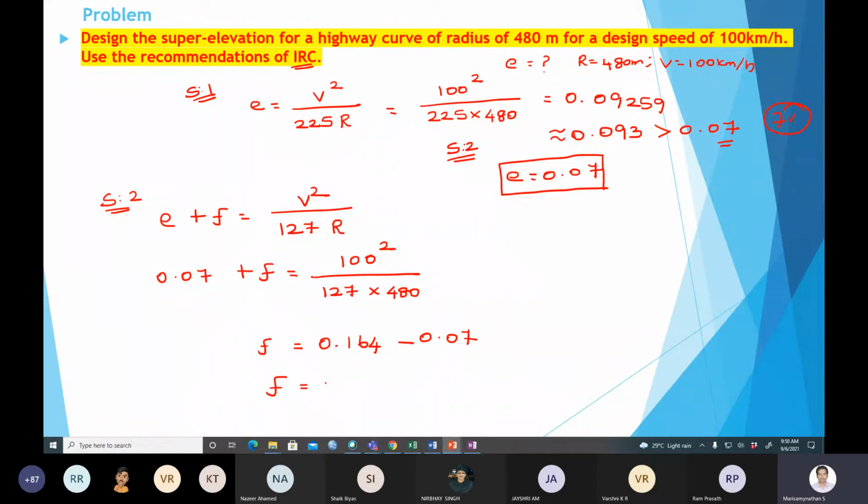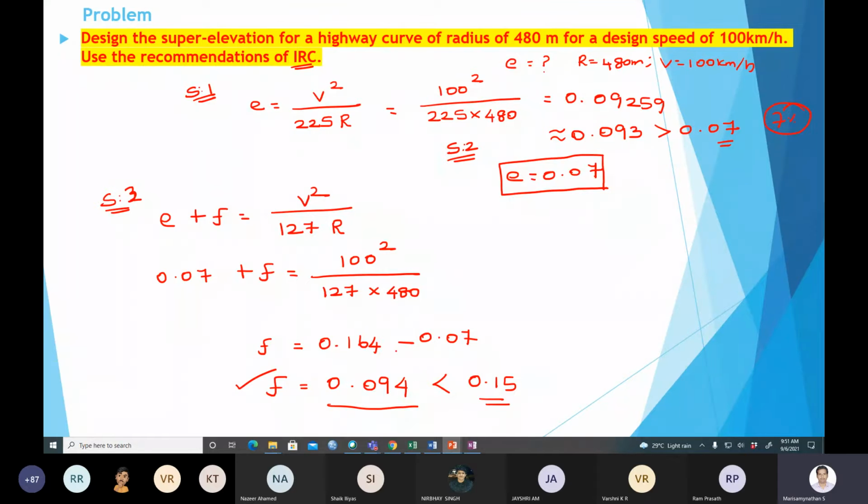So we are getting the value for F as 0.094. The maximum permissible value is 0.15. So this value is less than the maximum permissible value, so we can adopt the F value as 0.094. There is no need to go for step 4. Step 4 is nothing but revising the design speed.